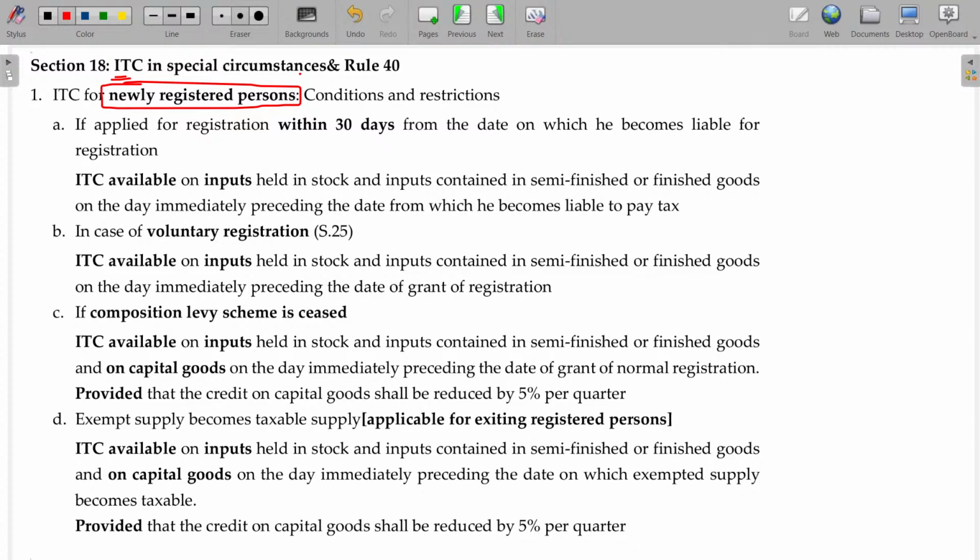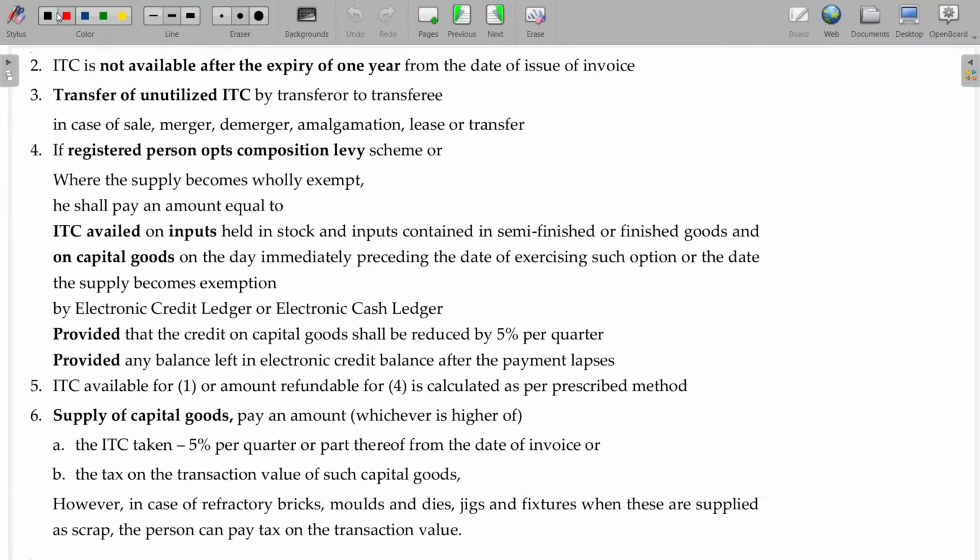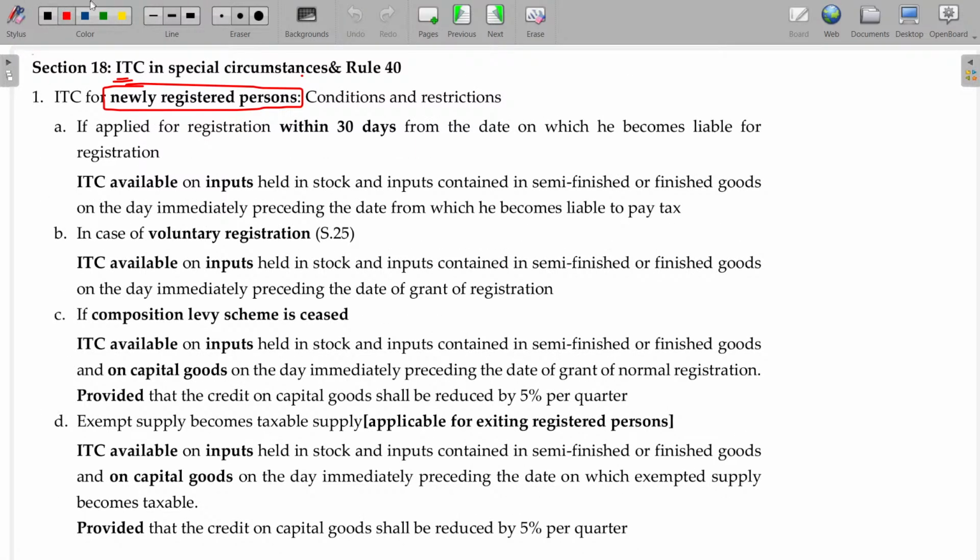And as on the date of application for registration, whatever stock you have, stock of raw material, raw material contained in work in progress and finished goods, you can claim the ITC on that also. See, you understand the logic. Let me explain this concept here. This is a very, very important concept.